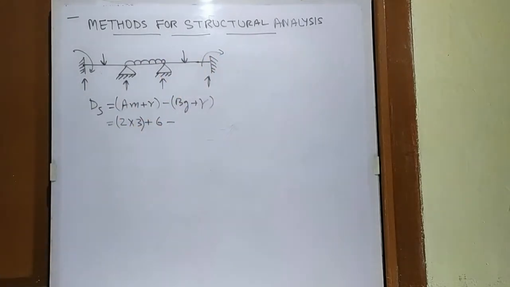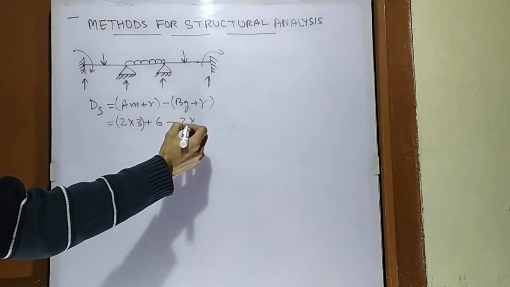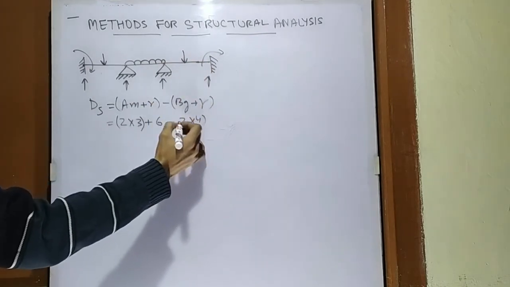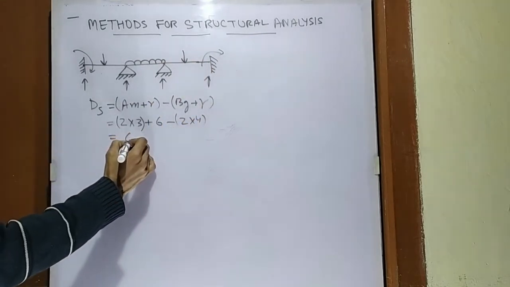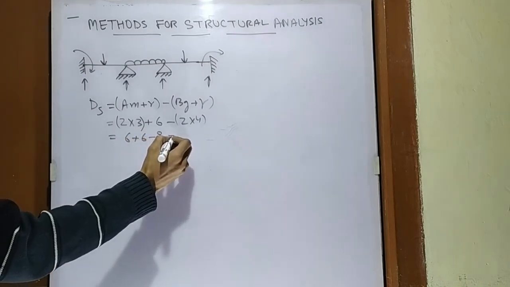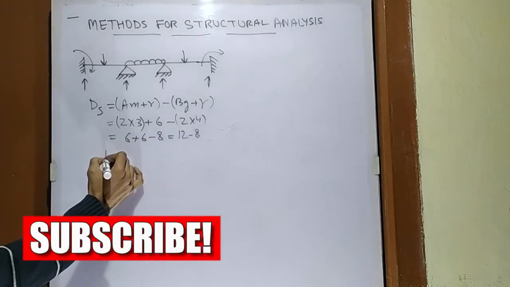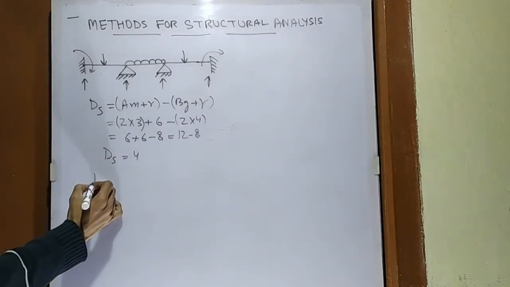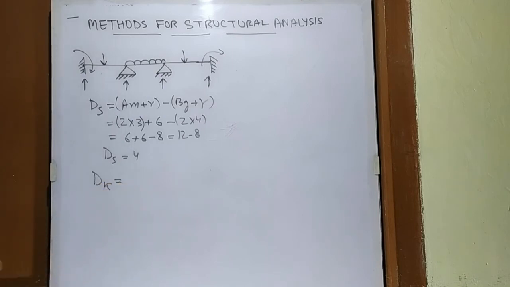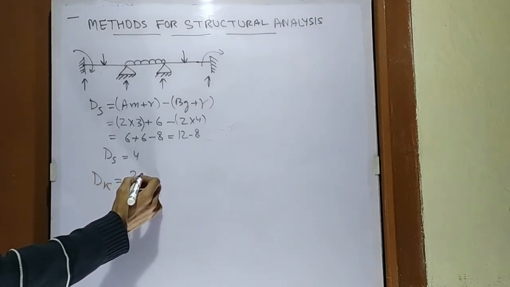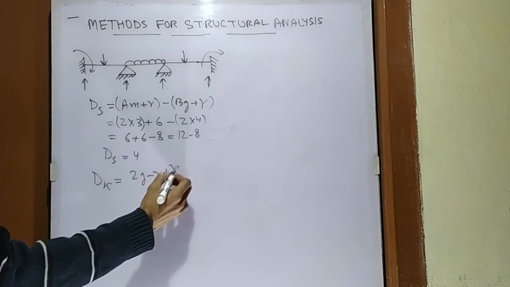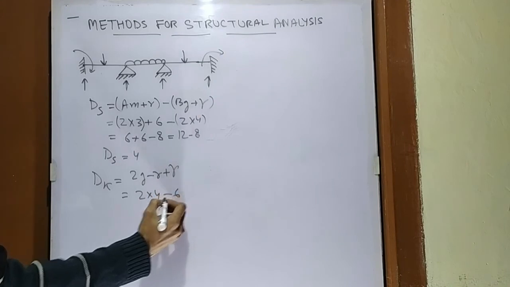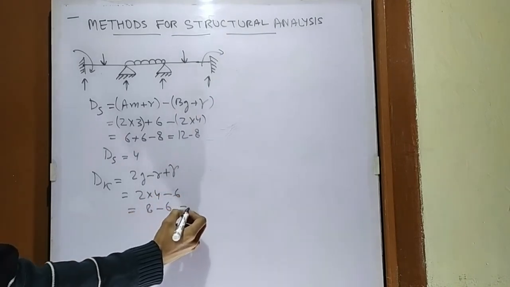And what is the value of B? B is also 2 as I have told you in the previous question. And what is the value of J? 1 2 3 4, the number of joints is also 4. So we can count very easily: 6 plus 6 minus 8. Okay, so it is 12 minus 8, so Ds is equal to 4. Now I want to find the kinematic indeterminacy of this particular beam. So the kinematic indeterminacy will be equal to 2j minus r plus gamma. So the value of j is 4, minus reactions 6, so 8 minus 6, it is 2.